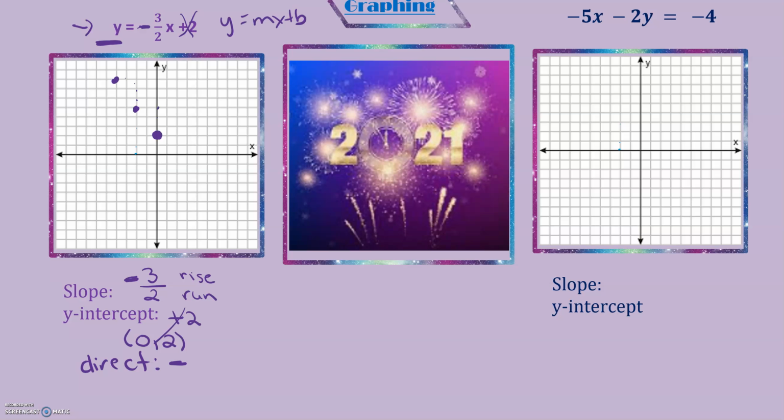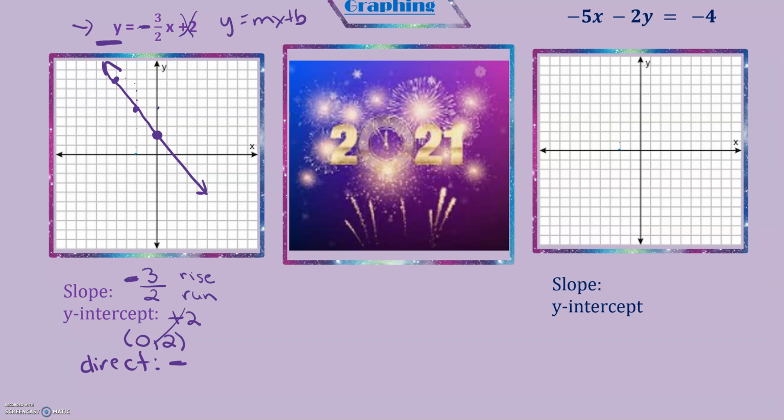I now have 3 specific points on my graph. That's all I need to do in order to graph it. So I'm going to just draw in what it is I've already done. And that's all there was to graphing.